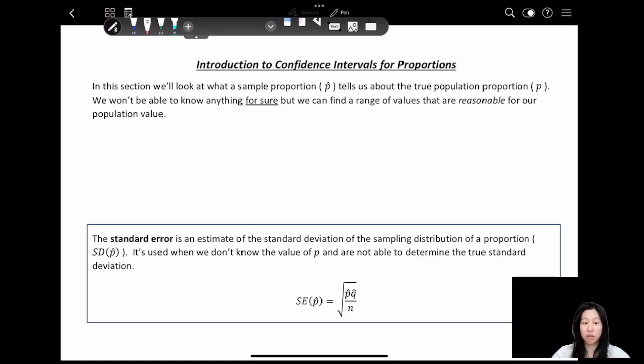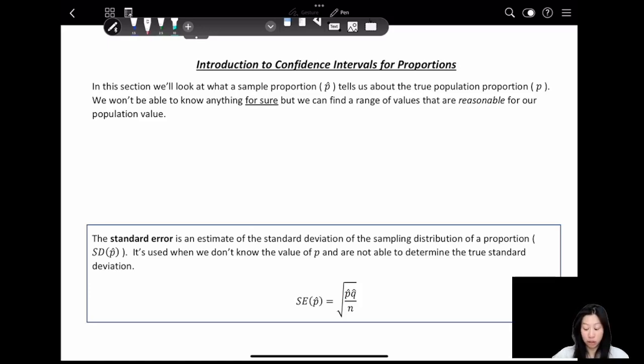Today we're going to talk about confidence interval for proportion. In this section, we will look at what a sample proportion p hat tells about the true population proportion. We won't be able to know anything for sure, but we can find a range of values that are reasonable for our population value.